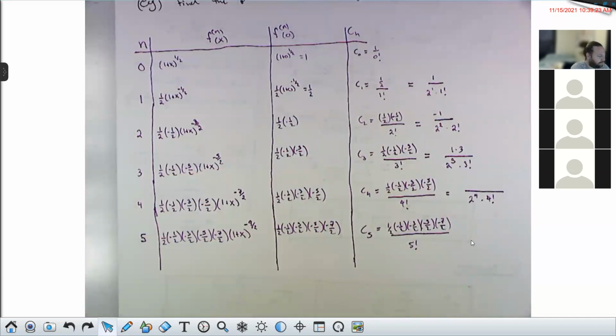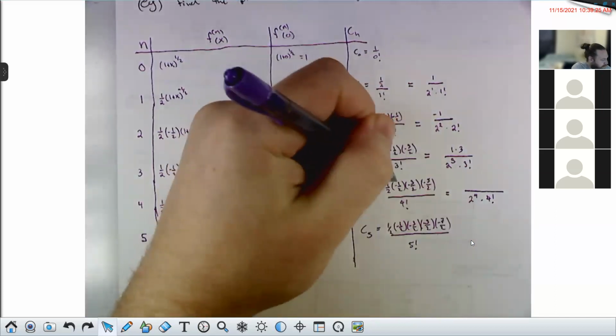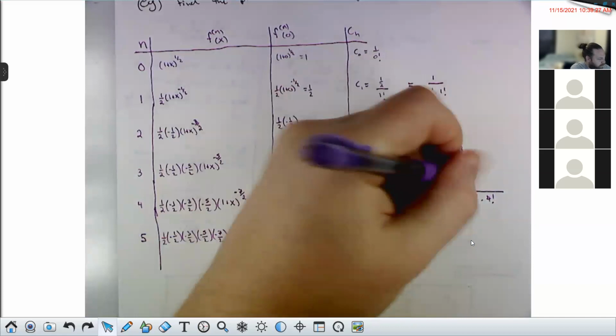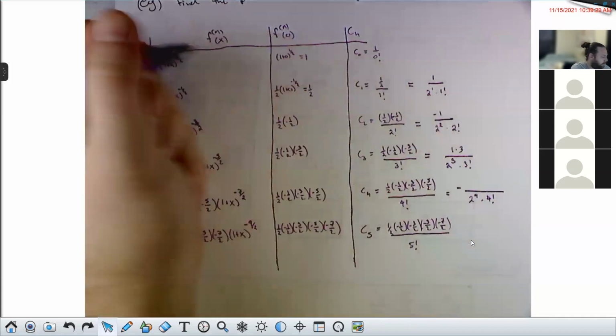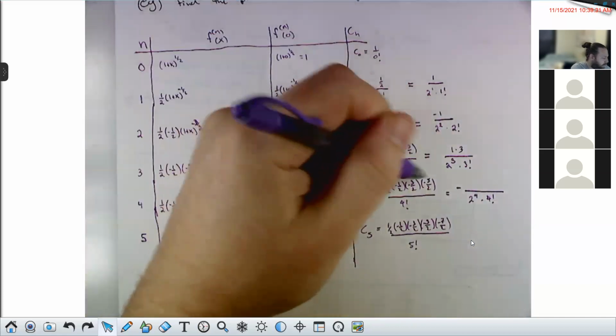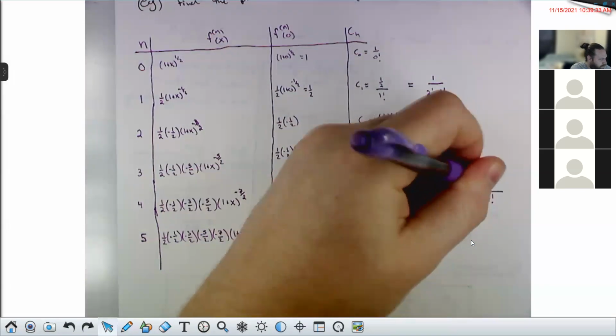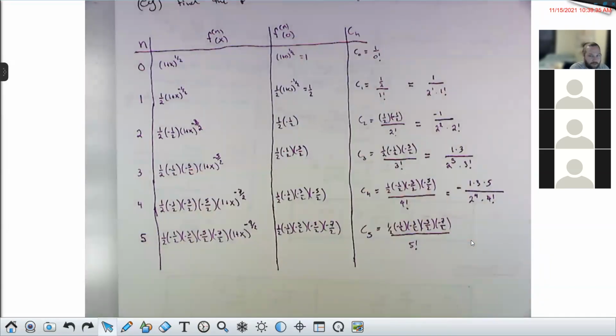Numerator is a little trickier. I've got positive times negative times negative times negative. It's 3 negatives, so this is negative. And then I've got 1 times 1 times 3 times 5, which is 1 times 3 times 5. So what we're seeing develop upstairs is one of those weird factorial-like products. An odd double factorial.